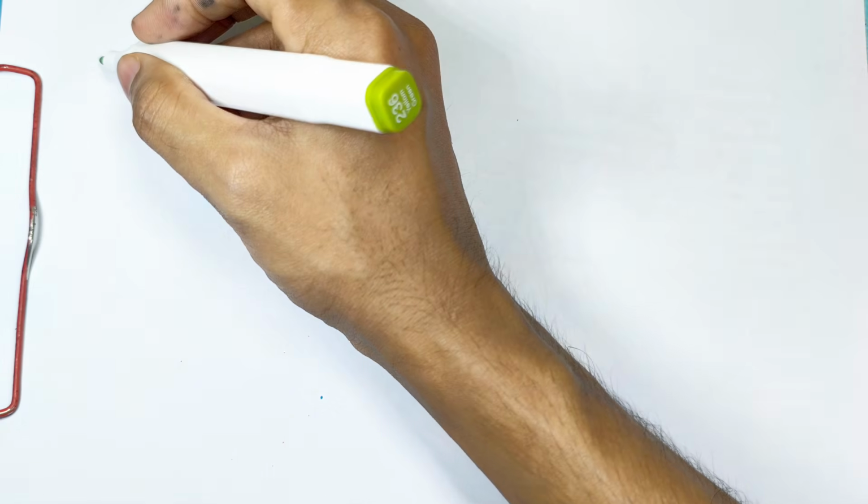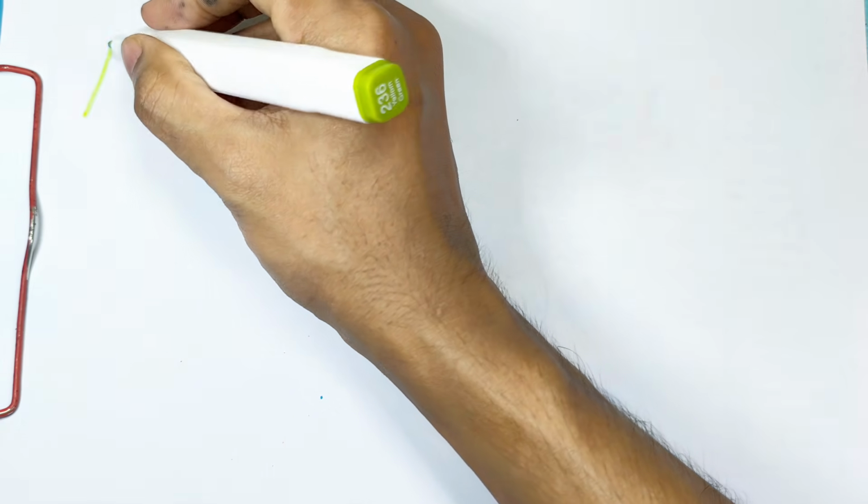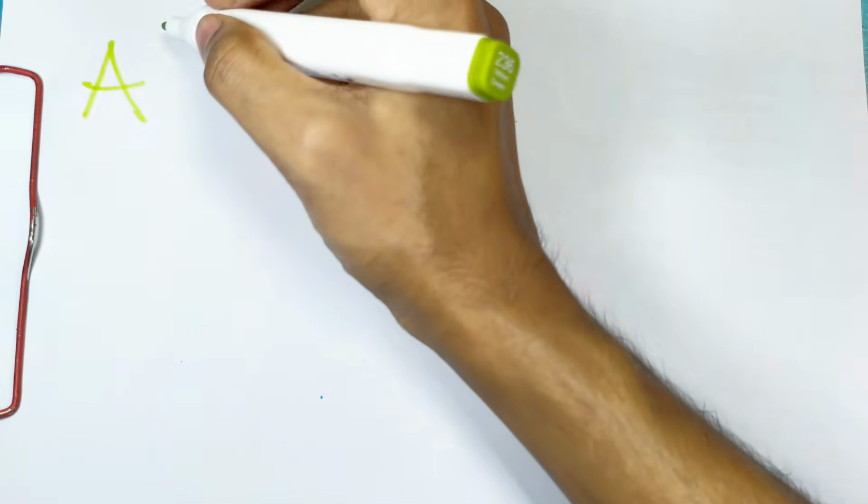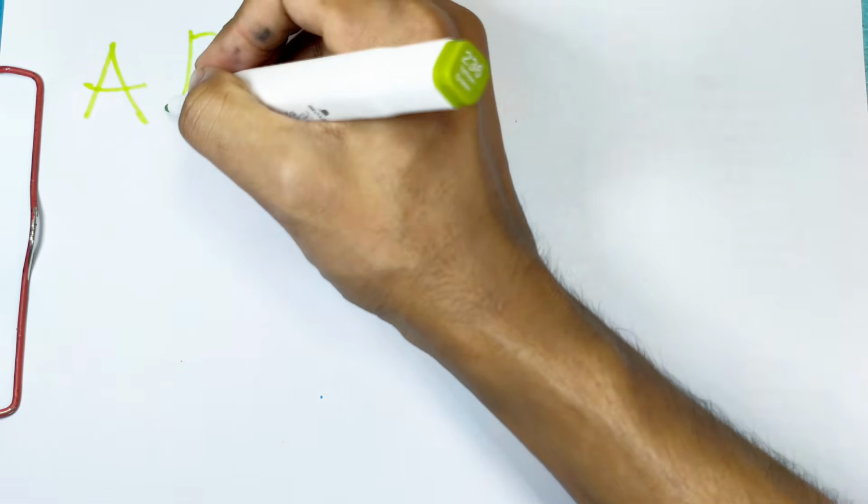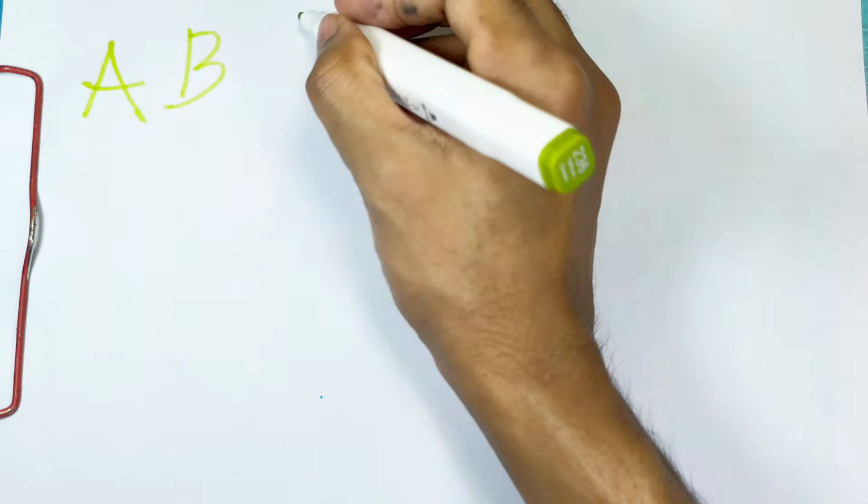So kids, first we're writing the alphabet of A. A for apple, A for ant. The next one is B. B for ball, B for bat. Now we're writing the alphabet of B. B for ball, B for bat.